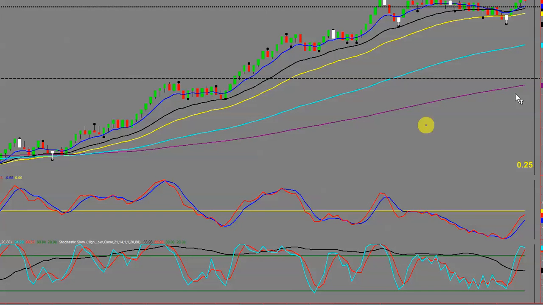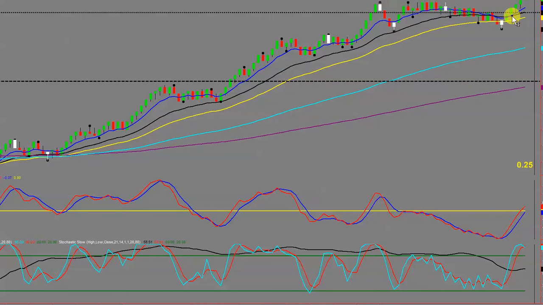Strategy alert. Sorry about that little strategy alert. We can see we just had a nice little pop-up there.